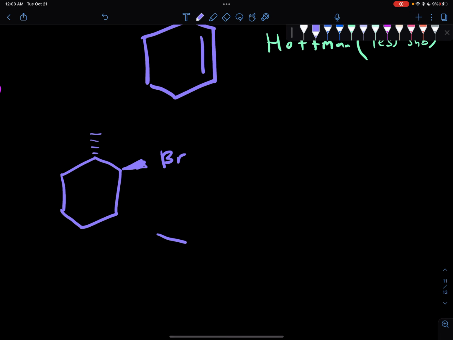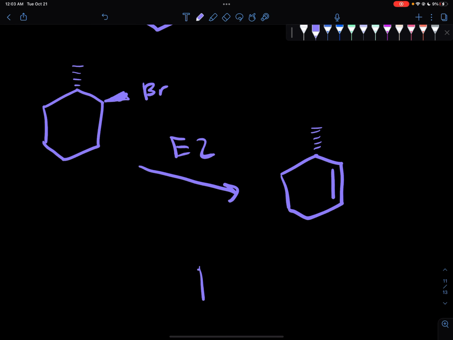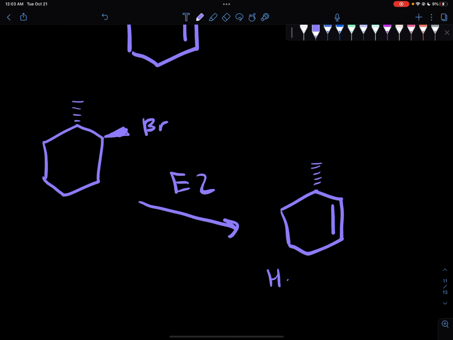Your product, if you do E2, will be the Hofmann product, where you're going to get a double bond on the less substituted position. Technically you can form a double bond here, that would be tri-substituted, but you just can't get it because of how the molecule is set up. And so your product in this specific case will be the Hofmann product.